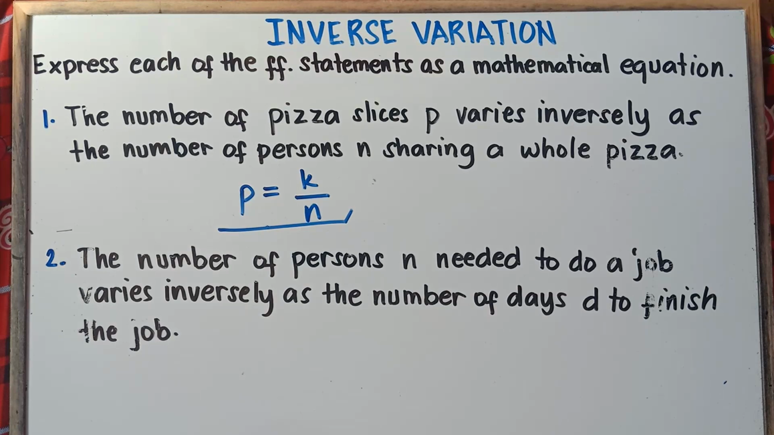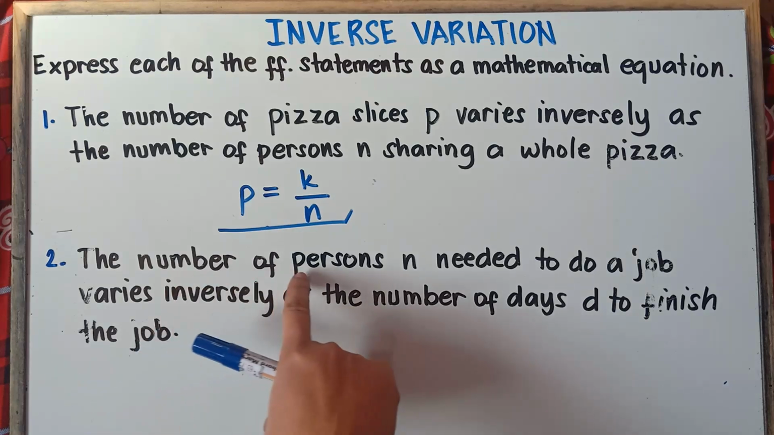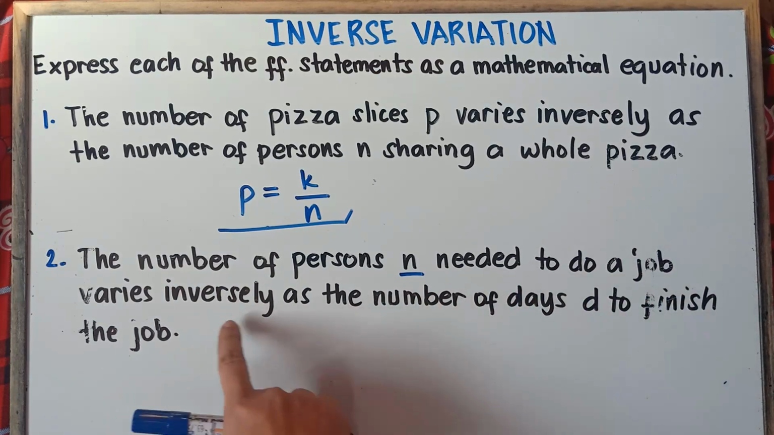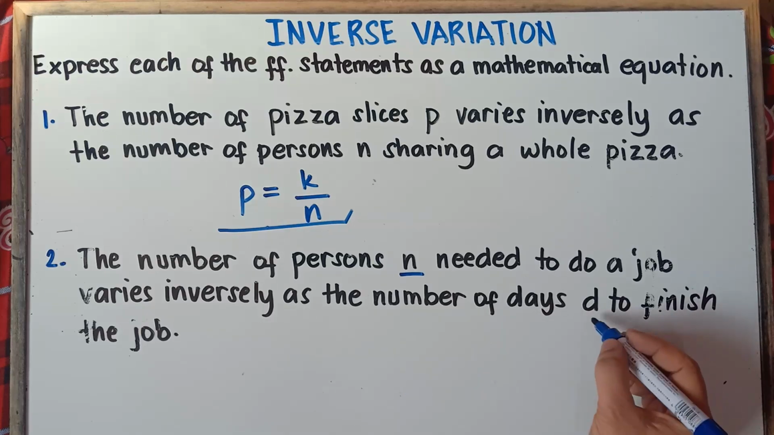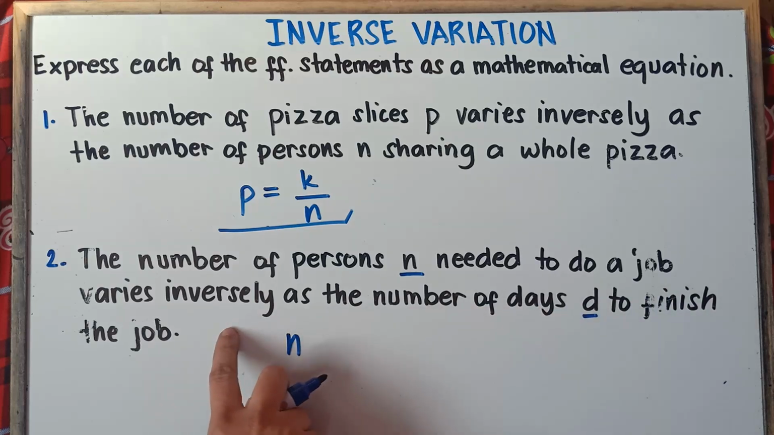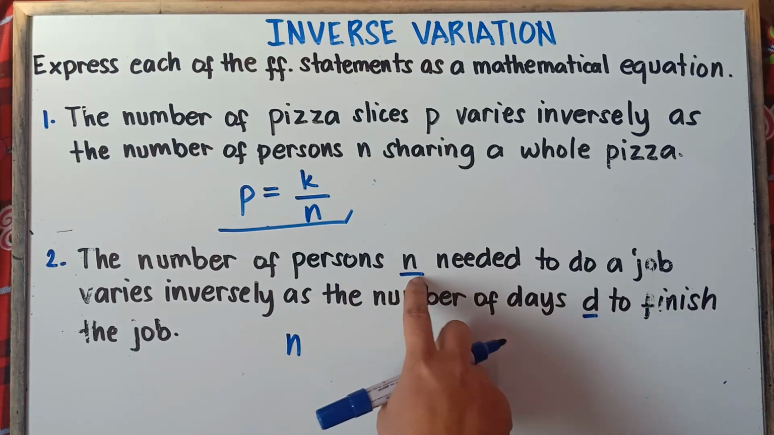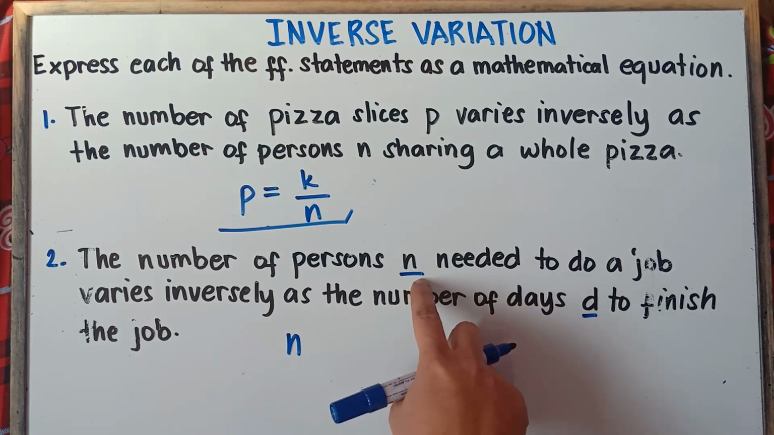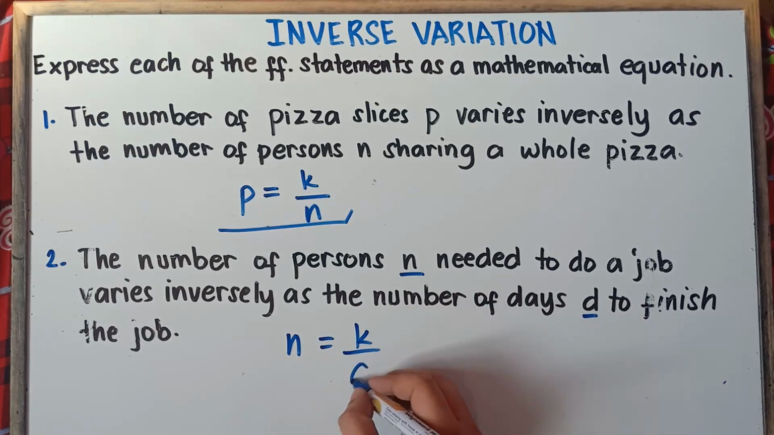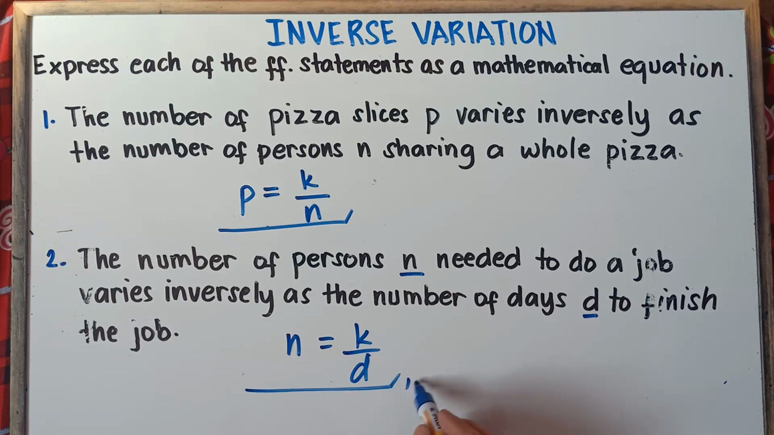Alright, let's have number 2. The number of persons needed to do a job varies inversely as the number of days to finish the job. The number of persons is represented by N, and the number of days by letter D, small d. So N varies inversely as the number of days. So N equals K over D. That's it, class. Easy as that, class, for example number 2. Easy, right?